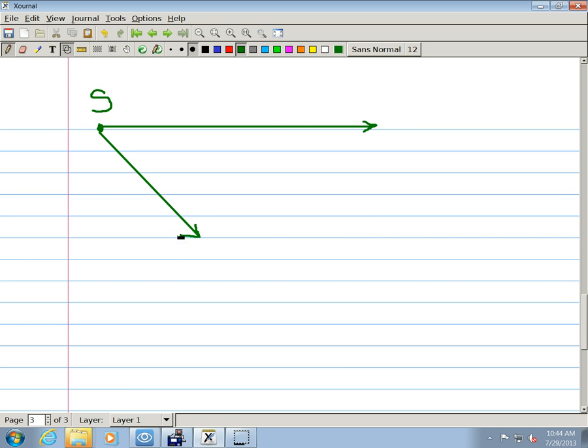So the force vector is like pulling. It's talking about how much it's being pulled in a certain direction. Let's say this pull has a magnitude of 8 units, 8 newtons. And this one has a magnitude of 3. And this angle here is 70 degrees.